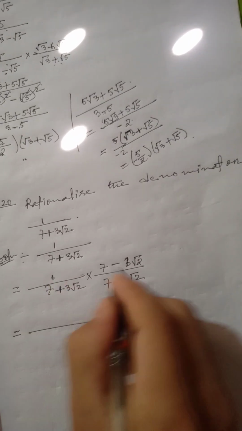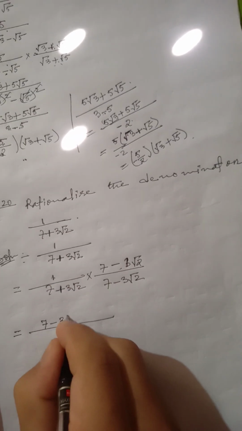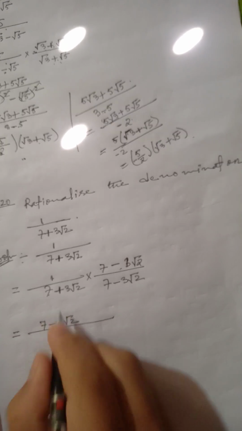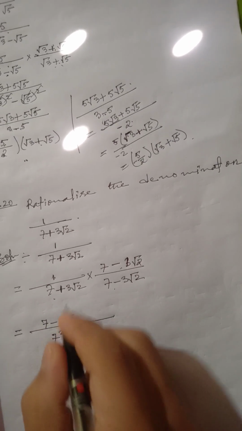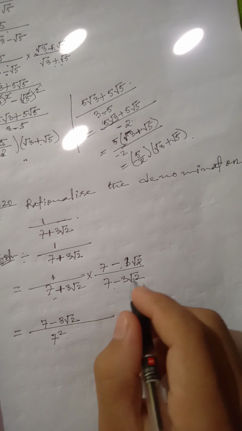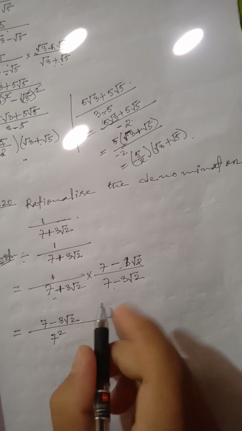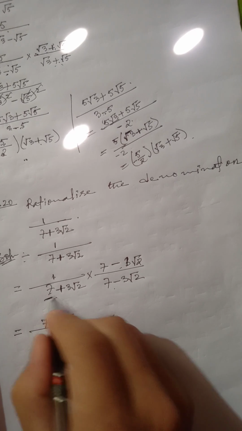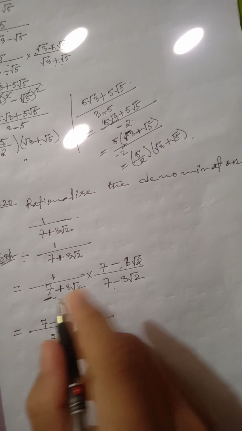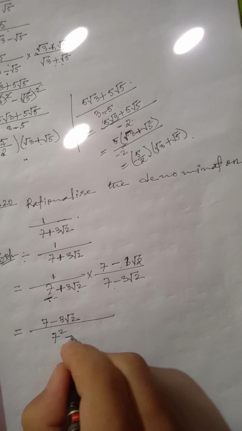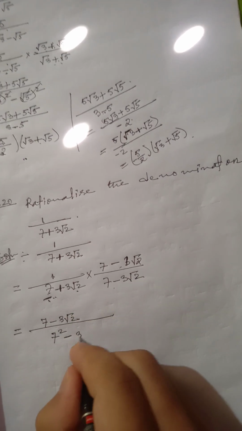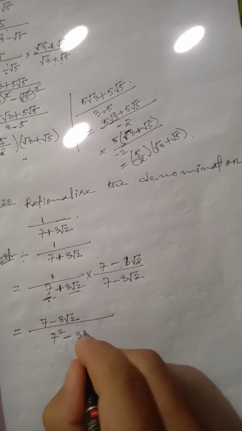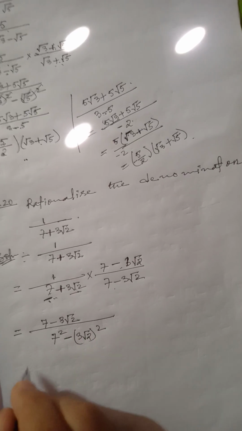Now let us multiply this. Here we have to use the formula a minus b into a plus b equals a square minus b square. Let us take this one as a and this one as b. So a square, that is 7 square, minus b square. Where is b? That is 3 root 2, 3 root 2 holding square.